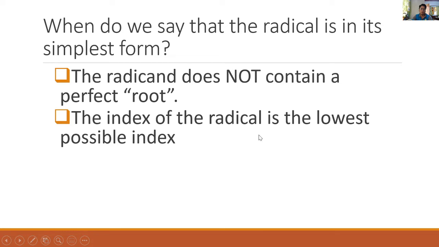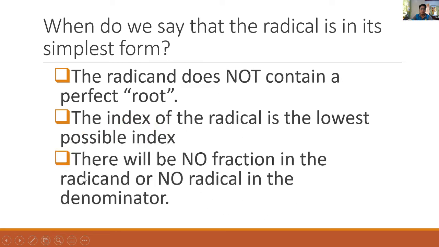Number 2, the index of the radical is the lowest possible index. If you notice yung index natin kanina, yung nasa may buntot, lowest possible na yan. We will be tackling it as we continue with our lesson. And number 3, there will be no fraction in the radicand or no radical in the denominator. So wala na raw tayo, yung radicand yung nasa loob wala na raw tayong fraction sa mismong radicand, or kung paghihiwalay naman natin, wala na tayong radical, so wala na yung radical symbol sa denominator.